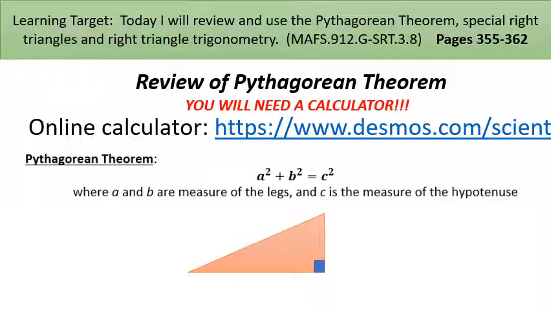So we have a right triangle with a right angle. Remember, the legs are the sides that form the right angle. The hypotenuse is the side that is opposite the right angle. Okay, so here's our right angle. C is opposite that right angle. That's the hypotenuse. A and b would be legs. Okay?